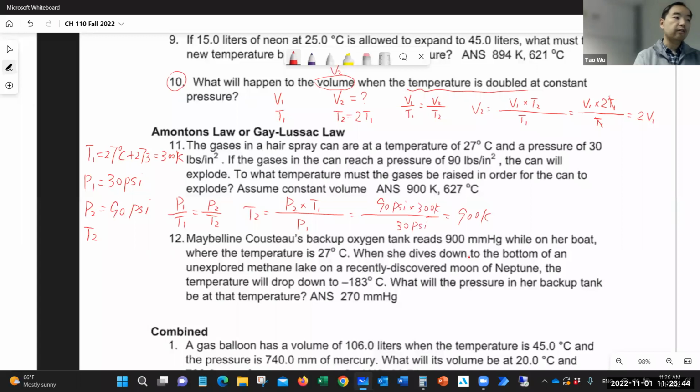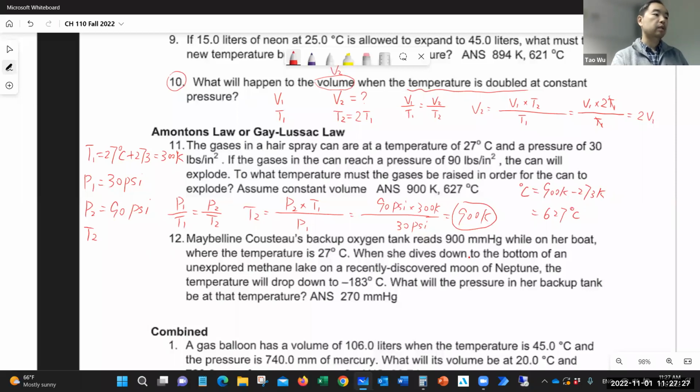If the question asks what temperature in Celsius the gas must be raised to in order for the can to explode, then you have to subtract 273. So the Celsius will be 900 K minus 273 K, and then you get 627 Celsius. Okay, so this is the temperature. When we do the calculation for the temperature, we have to use Kelvin.